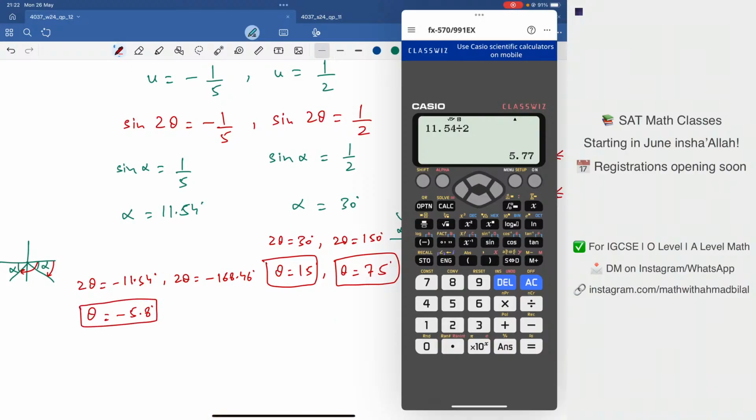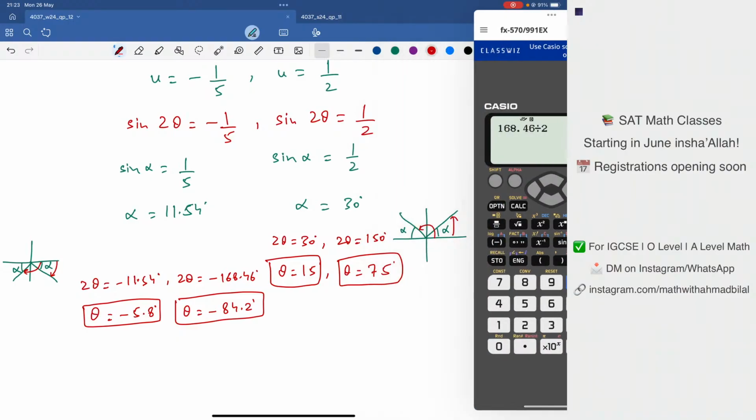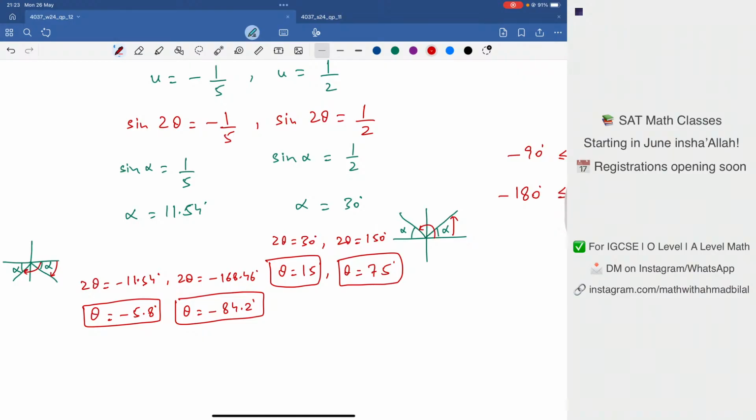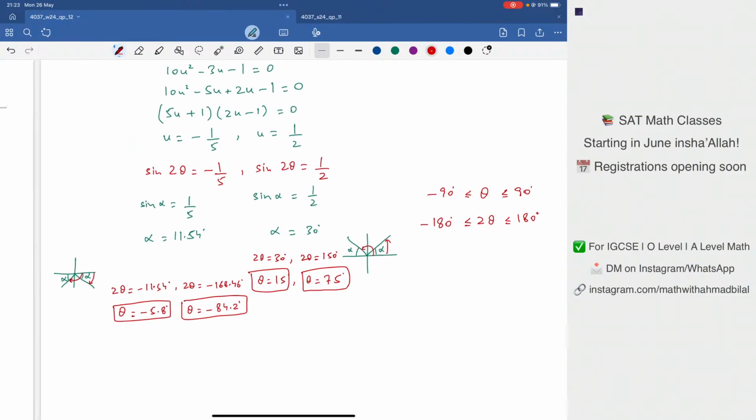That's one possible answer. Then the last one, that's 168.46 divided by 2, and that's 84.2 degrees. So theta is equal to minus 84.2 degrees. That's the fourth possible answer. We're getting four possible answers from this: minus 5.8, minus 84.2, 15, and 75. And that's your final answer. That's what you would write.